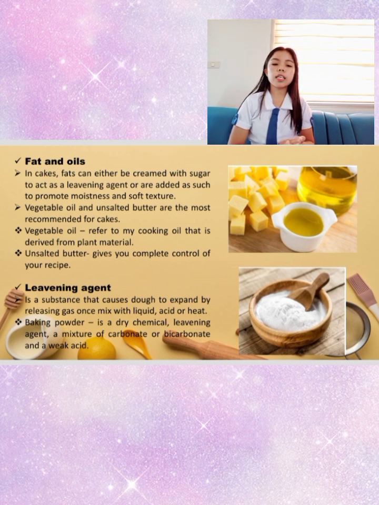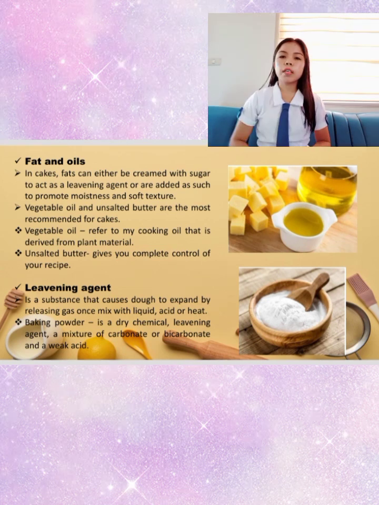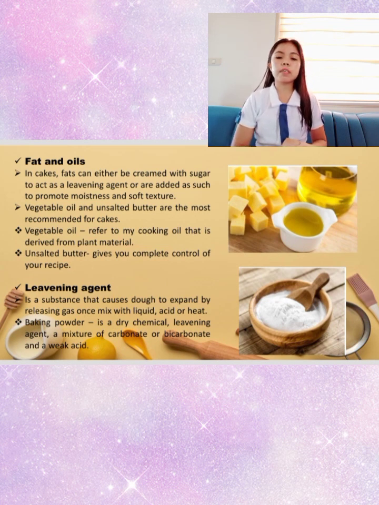And next is the leavening agents. It is a substance that causes dough to expand by releasing gas once mixed with liquid, acid, or heat. And in baking cakes, the most recommended leavening agent is the baking powder. With baking powder, we can let the batter rise and then cook it right away. And the baking powder is a dry chemical leavening agent, a mixture of carbonate or bicarbonate and a weak acid.